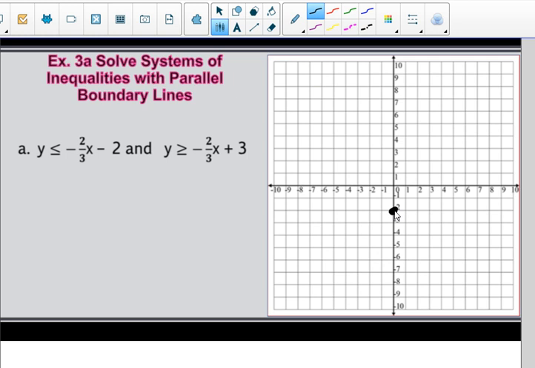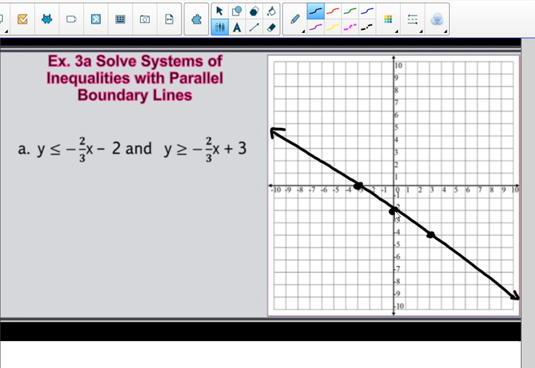My line's going down from left to right. It's a negative, so I'm going to go down 2 to the right 3. Put a point there. Or I can go up 2 to the left 3. And since this has an equal to sign, I know it's going to be a solid line. So I'm just going to draw my solid line through those 2 points.